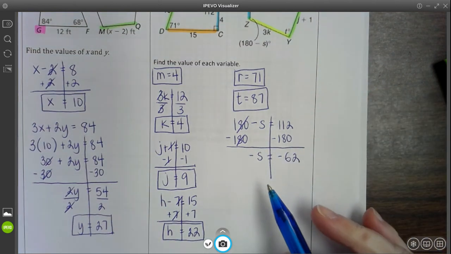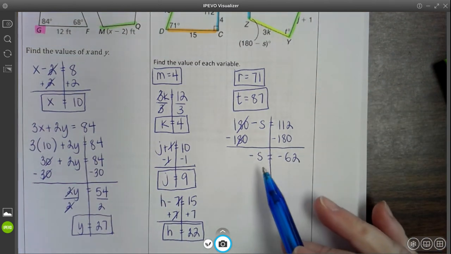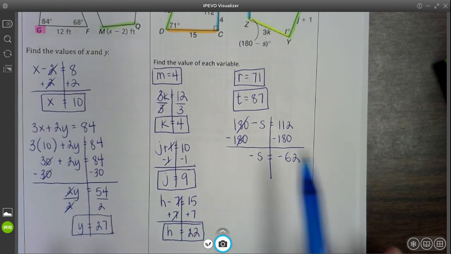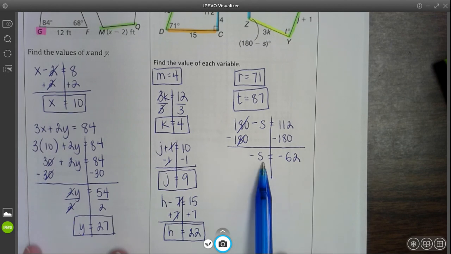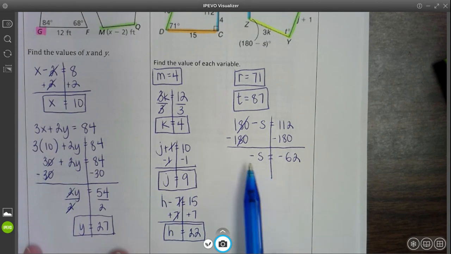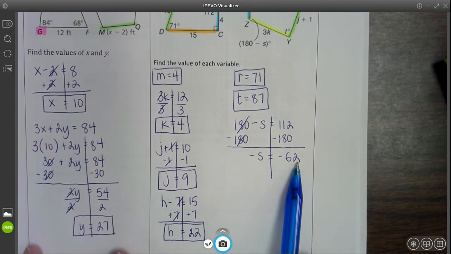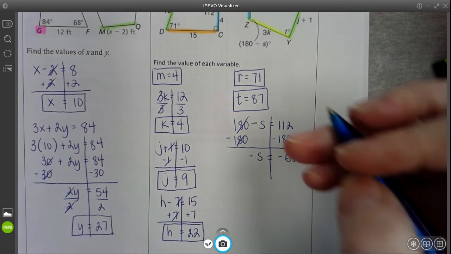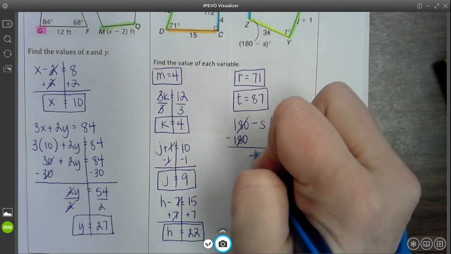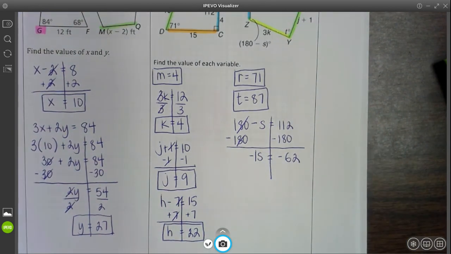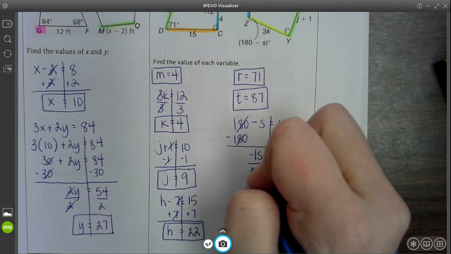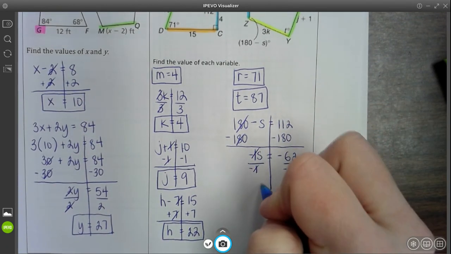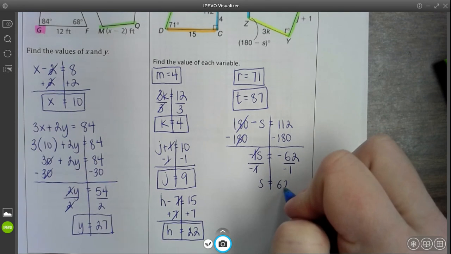Okay, so now there's a couple ways to think about how to solve for S and get rid of the negative. One way, easy, is just to say, hey, this means the opposite of S equals negative 62. So the opposite of S is negative 62, so that means S would have to equal positive 62. Another way to think about this is to say that's the same as negative 1 times S, that we could divide by negative 1 on both sides. And that would give us S equals positive 62.